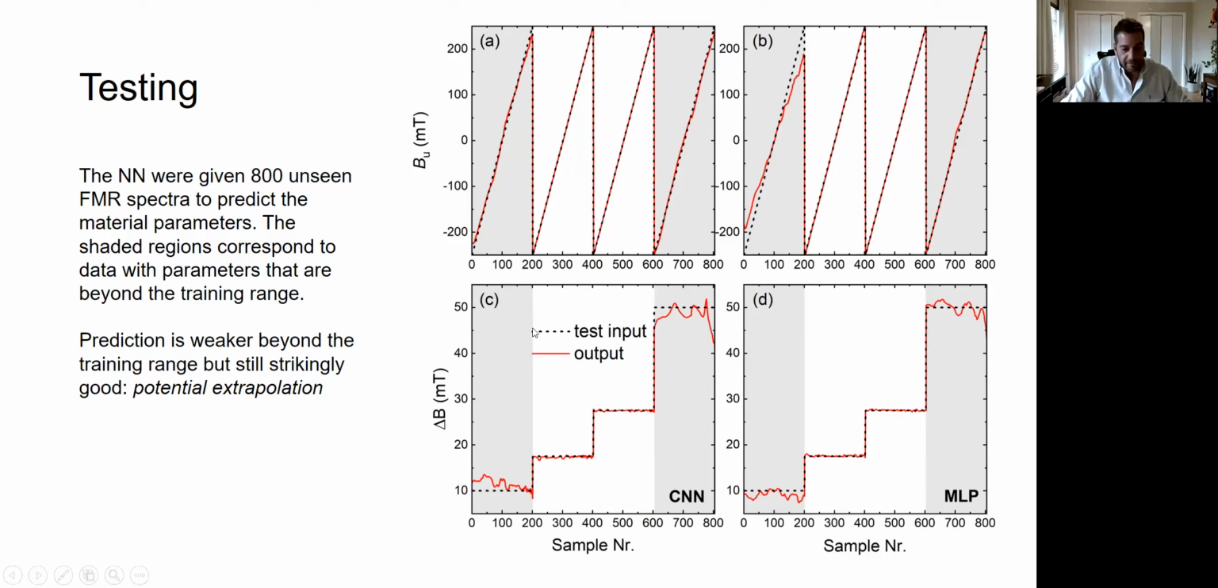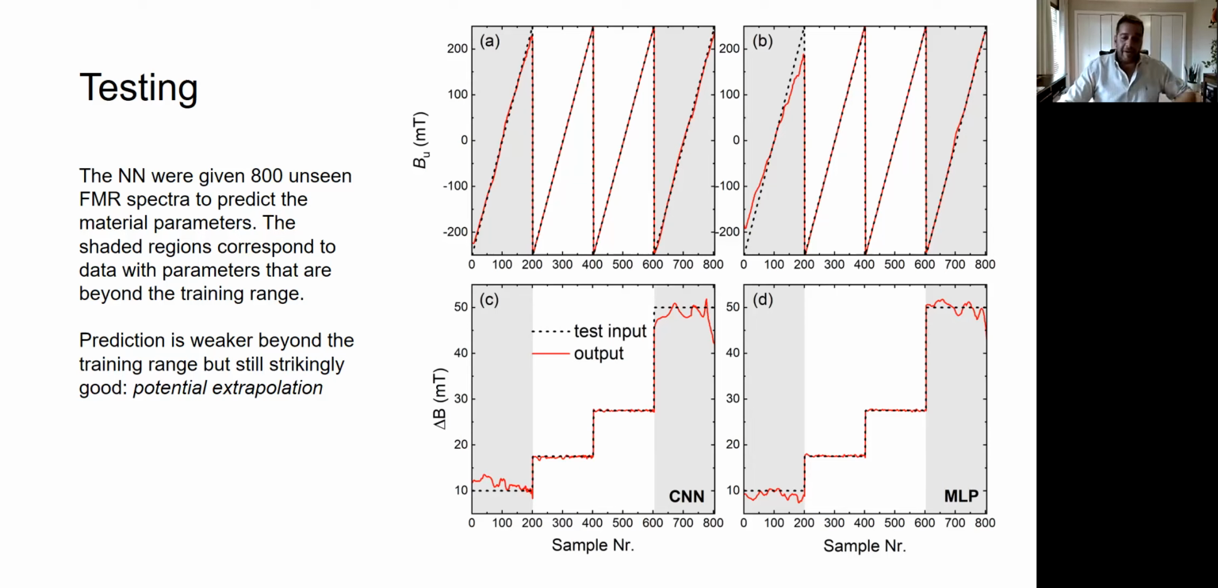And you see here the black is the input, like the test data, and red is the output, the prediction. And look at the excellent agreement between prediction and target. And most importantly, these gray areas here correspond to material parameters that are beyond the range of the training data. So that means that there is a possibility to extrapolate. So not only unseen data within the range of the physical parameters, but also slightly beyond that range.